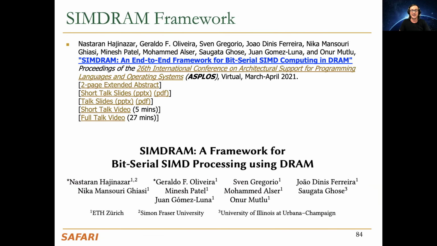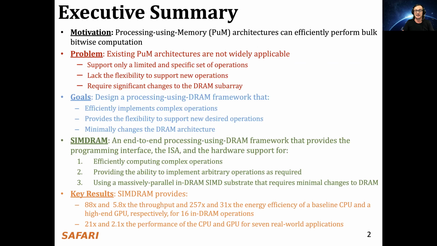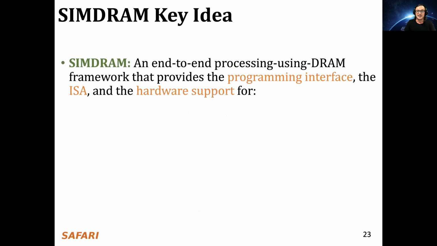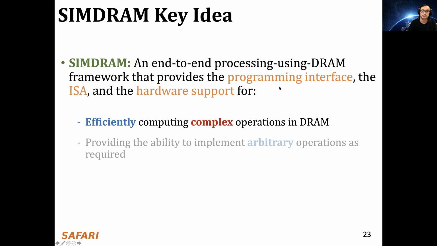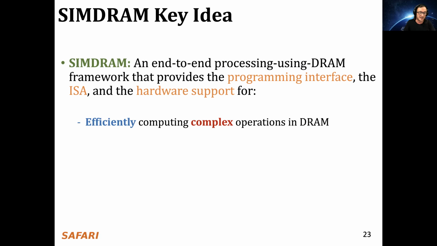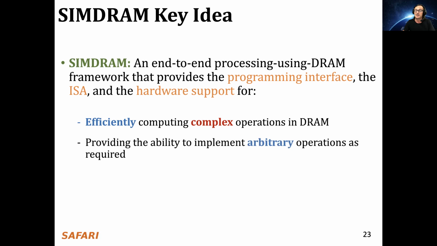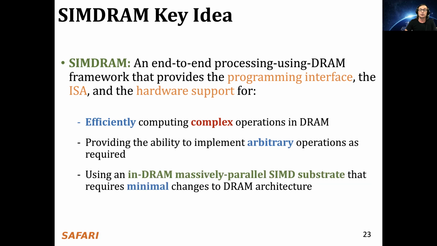Finally, along these lines, we have a near data processing framework, SIMDRAM, that can do processing using DRAM operations like bitwise majority and bitwise not functions. Essentially, this is an end-to-end processing using DRAM framework that provides a programming interface, ISA, and hardware support for efficiently completing complex operations in DRAM, providing the ability to implement arbitrary operations as required, and using an in-DRAM massively parallel SIMD substrate that requires minimal changes to DRAM architecture. This is based on the Ambit work that we have presented in the past SRC incarnations, if you will.